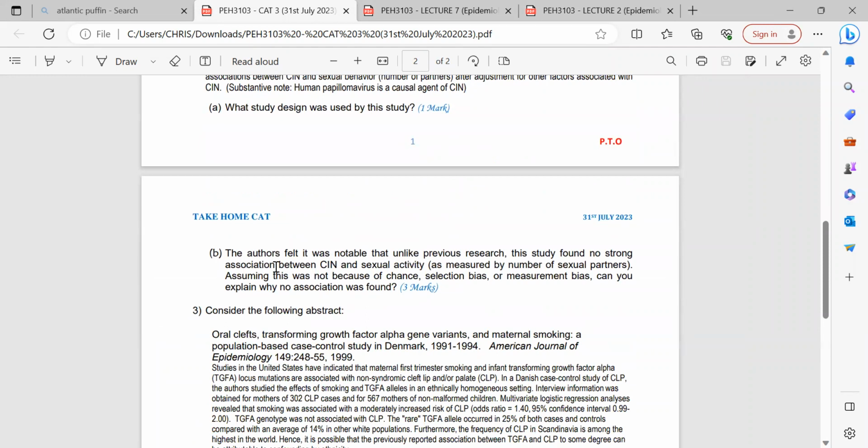Now, part B. The author felt it was notable that unlike previous research, this study found no strong association between CIN and sexual activities as measured by the number of sexual partners. Assuming this was not because of chance, selection bias, or measurement bias, can you explain why no association was found? So that is where we were, Ruben. We were trying to answer part B. Part 1, we can think through it and revisit the notes, but let's think of part B.